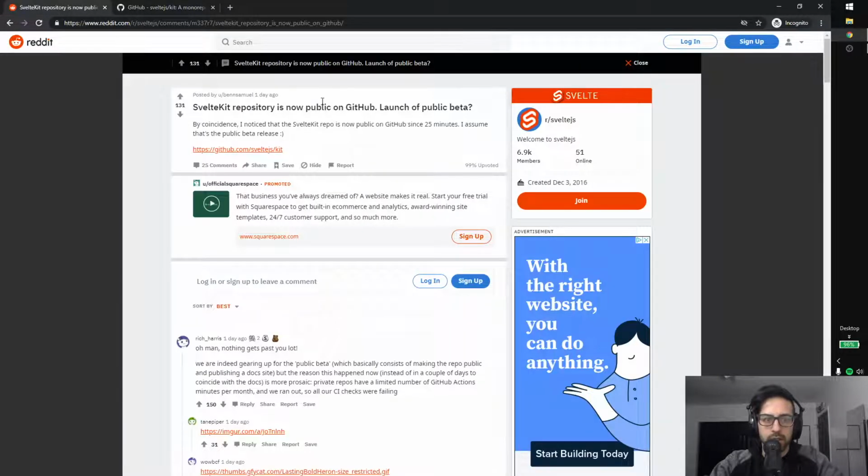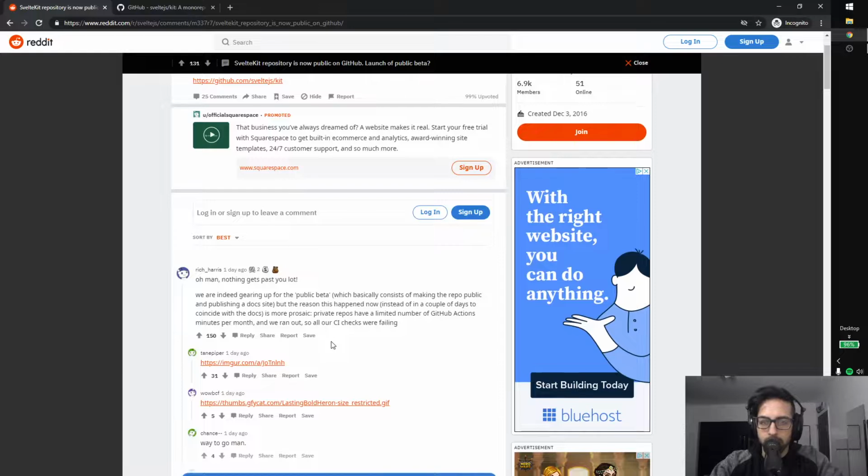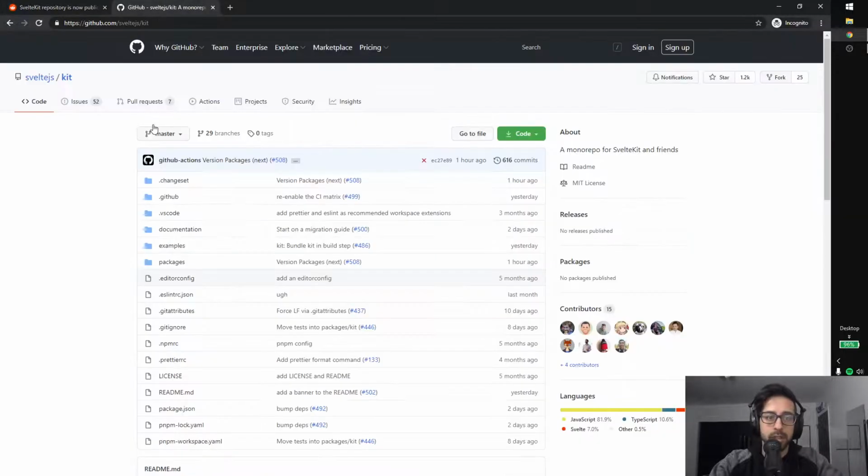It was now public on GitHub, and you could see Rich Harris, who is the creator of Svelte, went ahead and chimed in and said, no, nothing gets past me. This is the public beta, and it basically makes the repo public, and basically they ran out of GitHub actions. So they went ahead and made it public. They're still planning on gearing it up for an actual public beta release with proper docs and all that. So that's not quite out yet, but the repo is public.